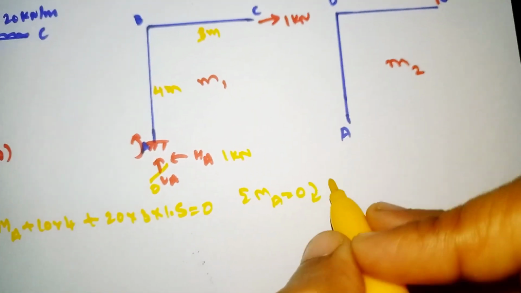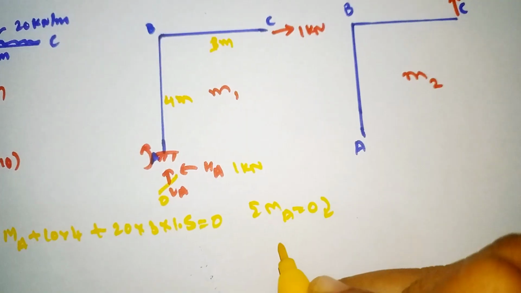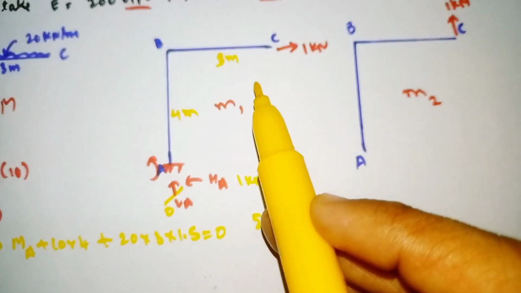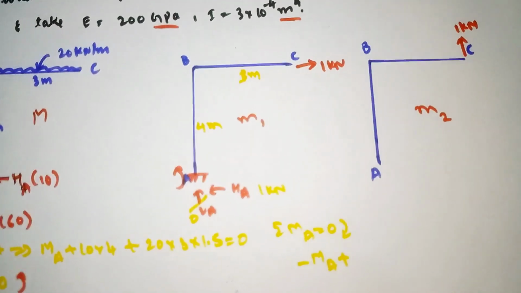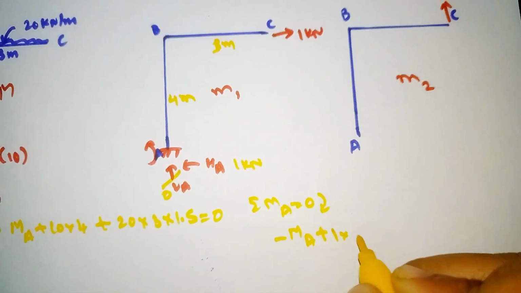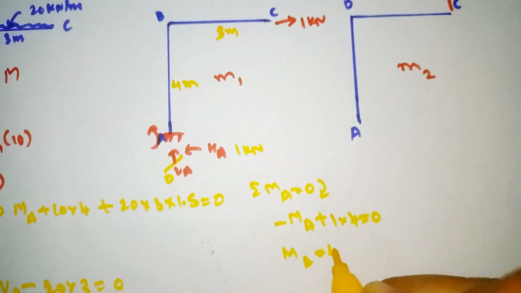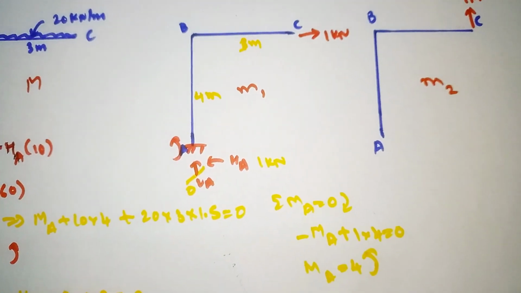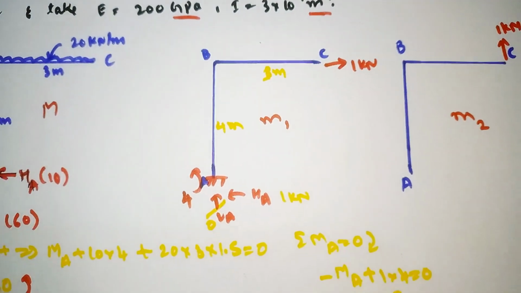Clockwise we need to take as positive, and MA I have assumed as anti-clockwise. So minus MA plus the 1 kilonewton load. At what distance it is moving from this point, we need to see the perpendicular distance. The perpendicular distance of the 1 kilonewton is 4. So minus MA plus 1 into 4 is equal to 0. So our MA will come out as 4. Positive 4 means it is anti-clockwise, so whatever direction we took initially was correct. Moment value is 4.